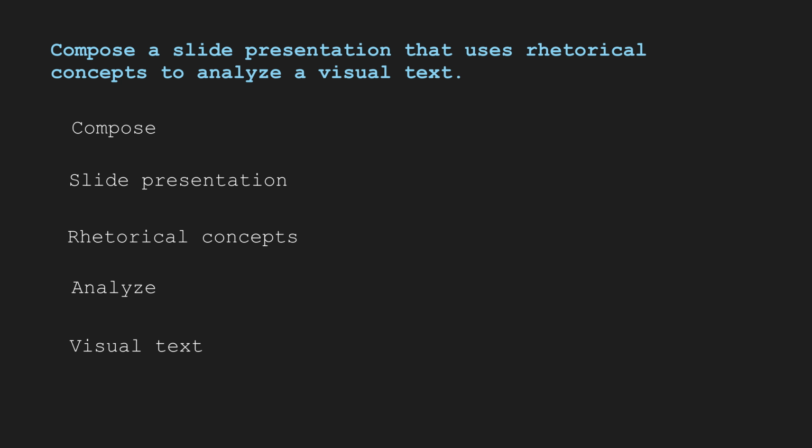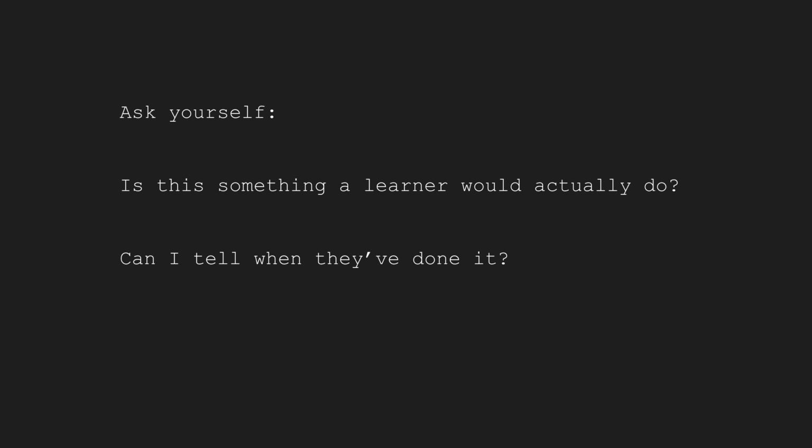Now, what Dirksen does, and I think this is really, really helpful, and I encourage you to adopt this process. She says, as you're defining your learning outcomes, ask yourself these two questions. Is this something a learner would actually do? And can I tell when they've done it? If you apply those as you're working through your learning outcomes and mapping out your weekly plan, I think you will find that your outcomes get a lot crisper and a lot more tangible and a lot more clearly defined.